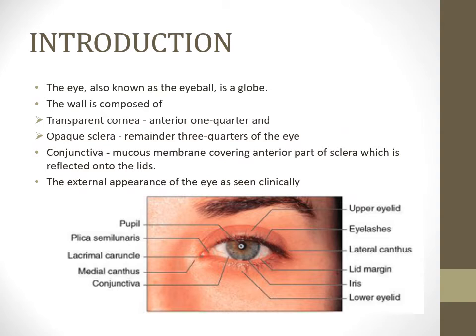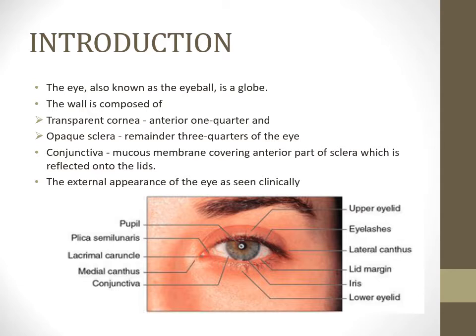The eye, also known as the eyeball, is a globe. Its wall is composed of the transparent cornea, which is the anterior one quarter, and the opaque sclera, which is the remaining three quarters of the eye. The conjunctiva is the mucous membrane covering the anterior part of the sclera, which is reflected onto the lids.